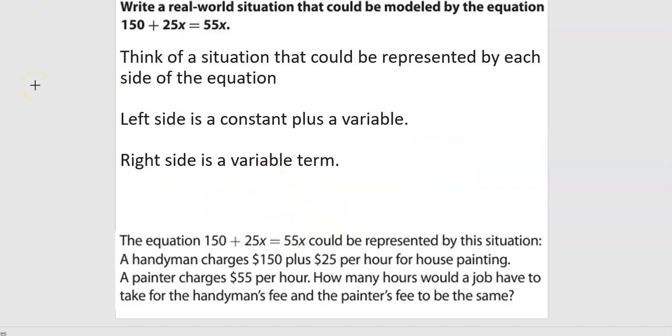But that's all I have for how to write an equation from a word problem and then solve using variables on both sides. Feel free to try some problems and reach out to me if you need help.